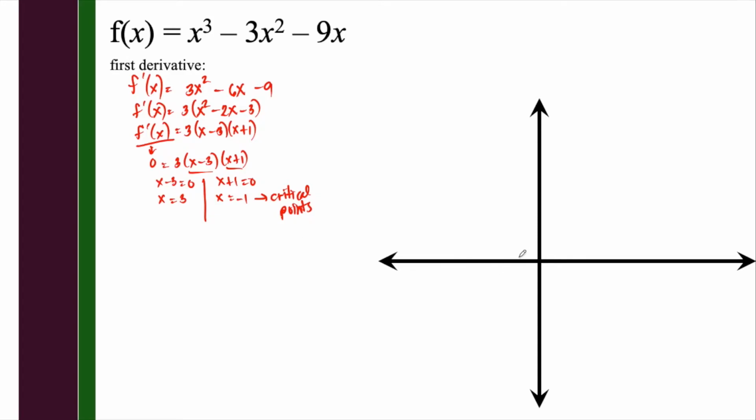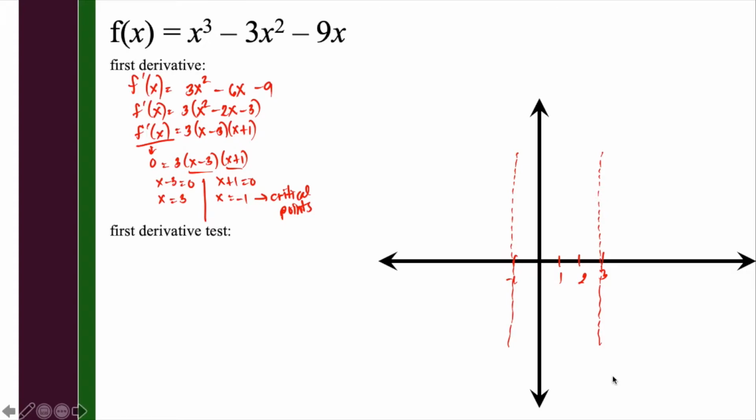To show this, suppose this is negative 1 and suppose this is 3. Somewhere at negative 1 will be our maximum or minimum point, and somewhere at 3 will also be a maximum or minimum point.